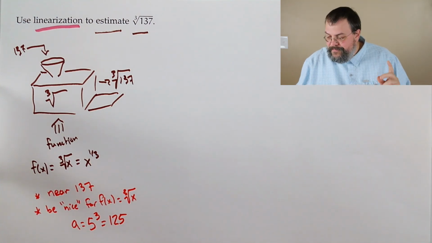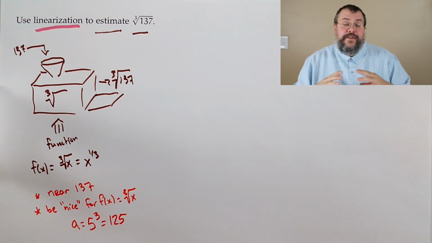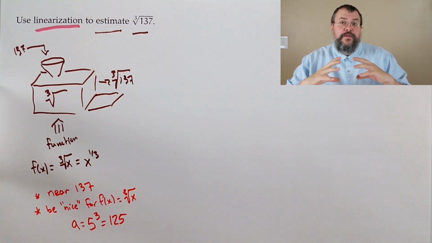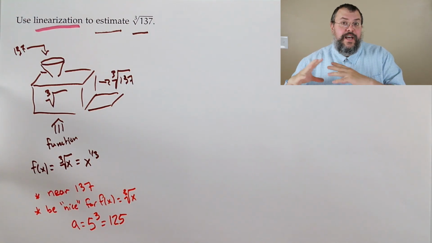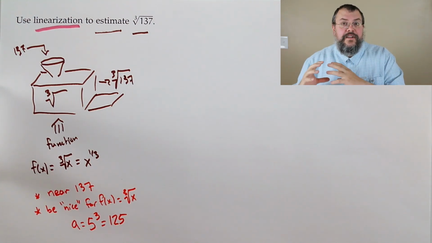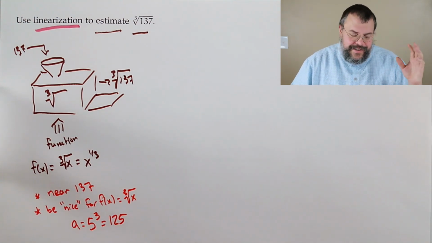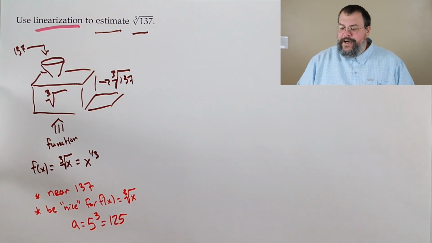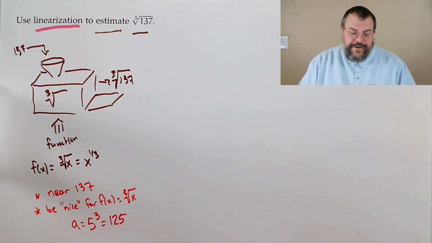All right, so now we have our plan. Because we're after the cube root of 137, we're going to move over to 125, which has a nice cube root, figure out what's happening at that point, and use that to figure out what's happening at 137. Oh, my goodness. At least I write the numbers down right. That's something I have going.